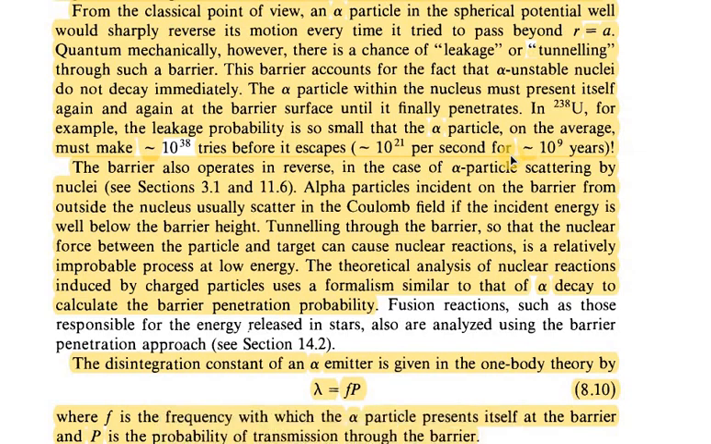It will not open. Classically, the door will not be open. But quantum mechanically, finally it penetrates, it tunnels through the barrier. In 238U, for example, the leakage probability is so small that the alpha particle on the average must make approximately 10 power 38 tries before it escapes.